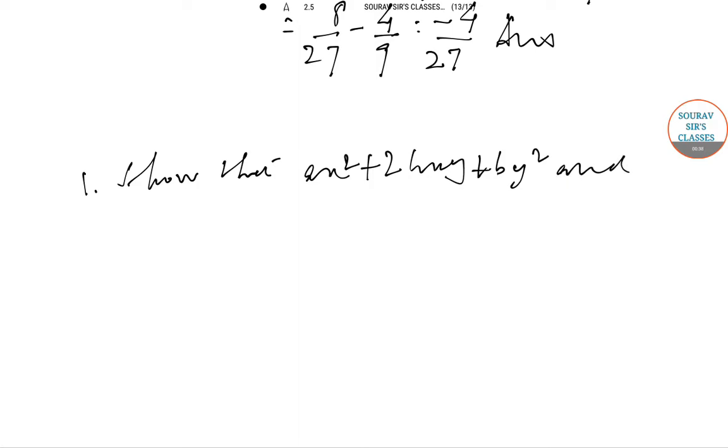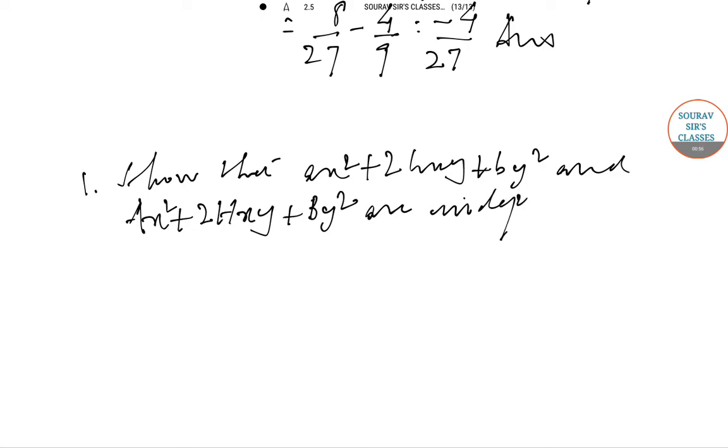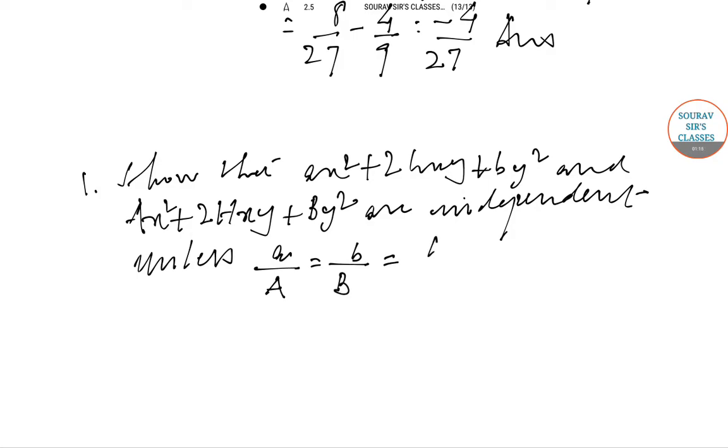Okay, so your problem is like this. Show that the Jacobians ax square plus 2hxy plus by square and capital Ax square plus 2hxy plus by square are independent unless a by a is equal to b by b is equal to h by h.